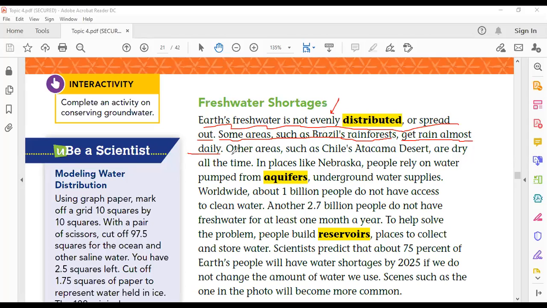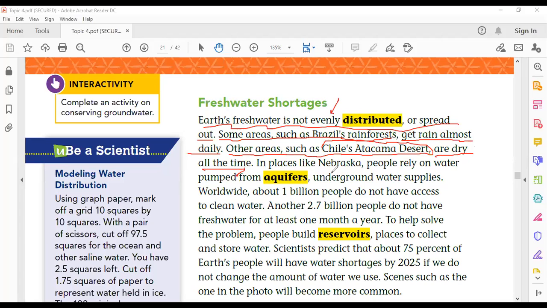Other areas, on the other hand, such as Chile's Atacama Desert, are dry. The opposite of wet is dry. They are dry all the time. That means there is almost no rain. There is no rain.